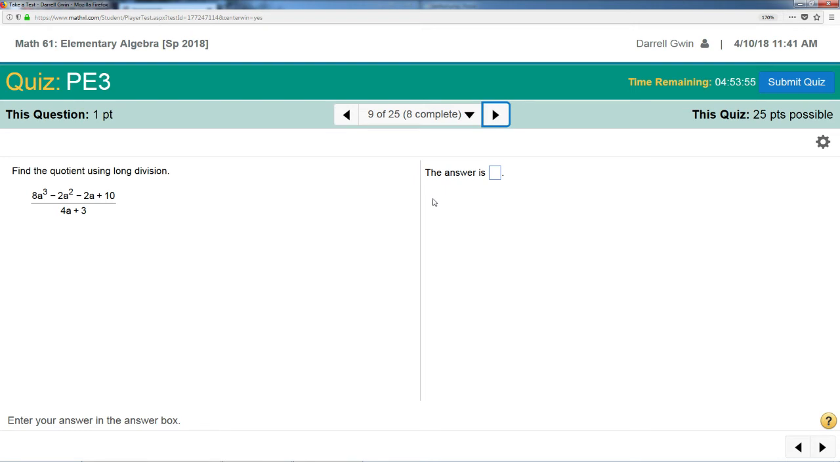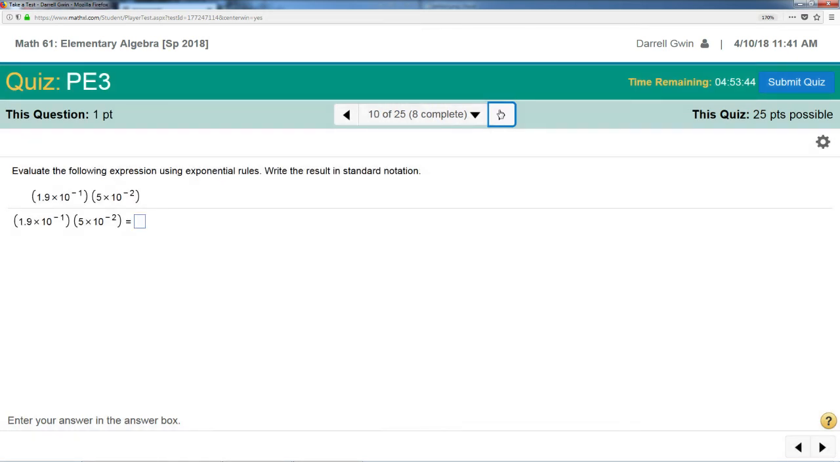Long division. Let's skip this one. Can't do this one without showing scratch work, so we are definitely going to skip it. Skipping this one.